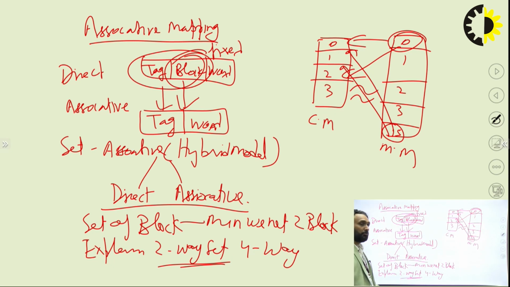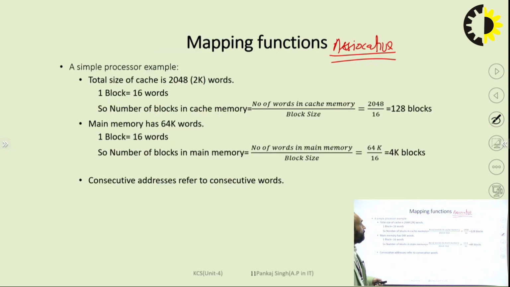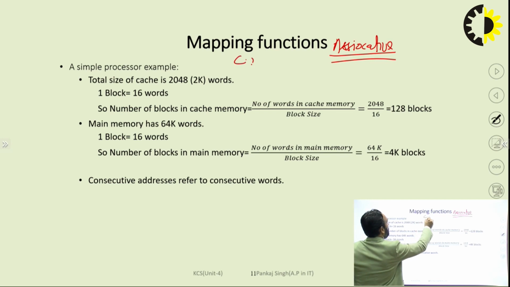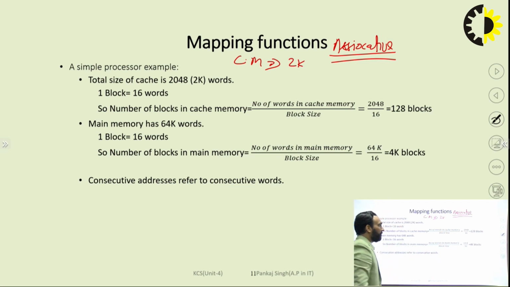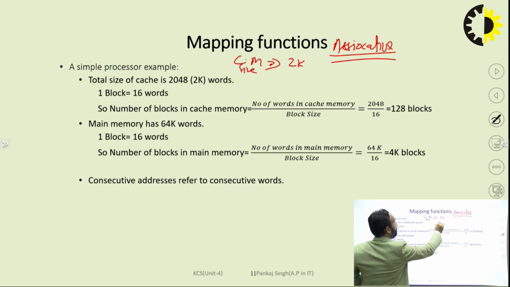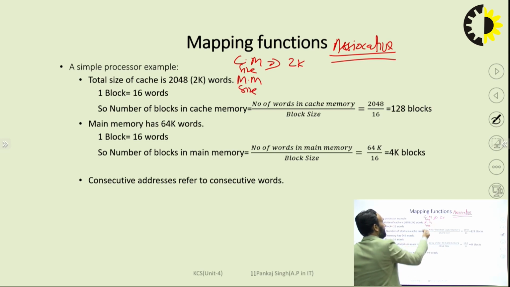Now come to the numerical. Hopefully these are the basic concepts. Now we will take an example common for all these problems. Here we have a cache memory of size 2K. What do we require to execute these things? First we identify from the numerical. First we need the cache memory size. Then likewise we need the main memory size, or we can say the parameters which we require.